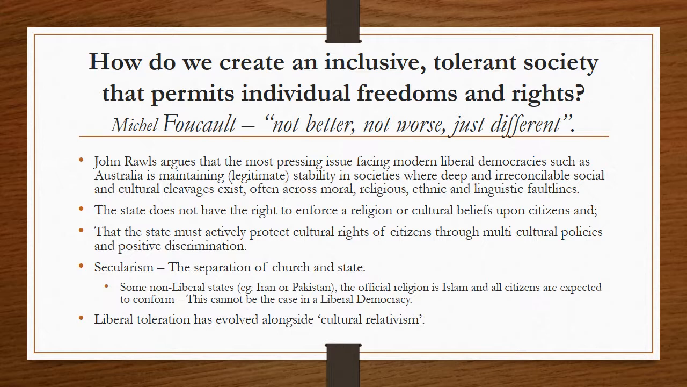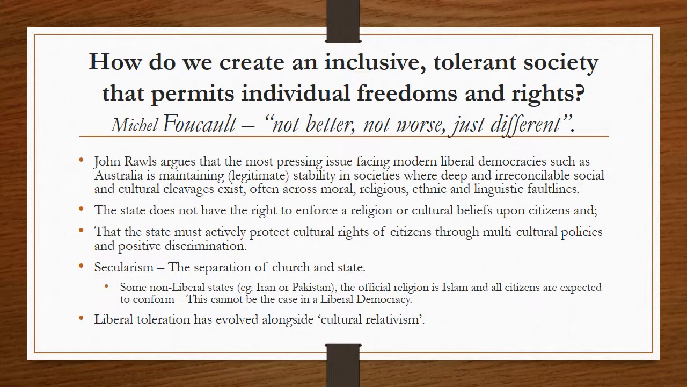So how do we create an inclusive, tolerant society that permits individual freedoms and rights? The philosopher John Rawls argues that the most pressing issue facing modern liberal democracies, such as Australia, is maintaining a legitimate stability in societies where deep and irreconcilable social and cultural cleavages exist across moral, religious, ethnic or linguistic fault lines. Over time, liberal toleration is manifested in a couple of ways. Firstly, that the state does not have the right to enforce a religion or cultural beliefs upon its citizens. And secondly, that the state must actively protect cultural rights of citizens through multicultural policies and positive discrimination.